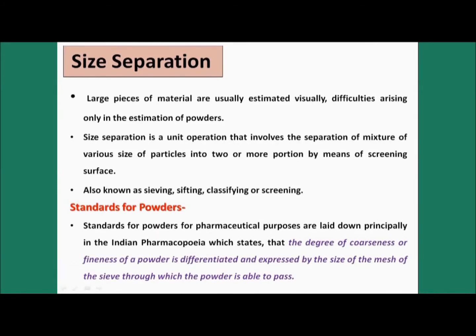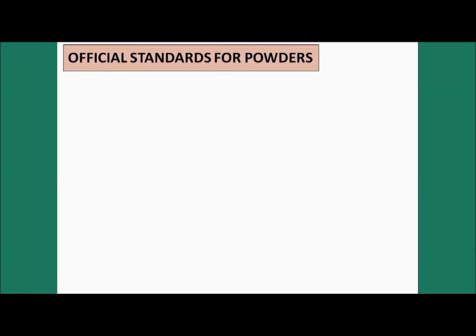Now, standards of powder. As per the Indian Pharmacopoeia, the holy book of pharmacy, size separation is defined as the degree of coarseness or fineness of a powder. I repeat, the degree of coarseness, how coarse it is, or fineness of the powder. It is differentiated and expressed by the size of the mesh of the sieve through which the powder is able to pass. Now what is the mesh? I am coming to that in the upcoming slide. Clear?